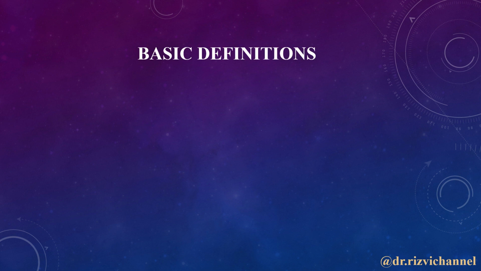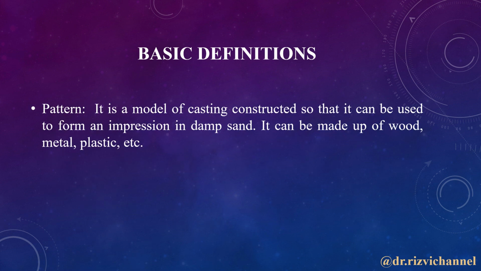There are two basic definitions in casting process. First is pattern. It is basically the replica of the part that we have to produce, and it is a model of casting constructed so that it can be used to form an impression in the damp sand. It can be made up of various materials such as wood, metal, plastic, etc.